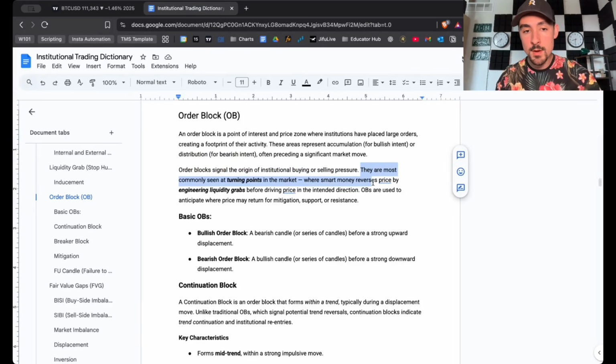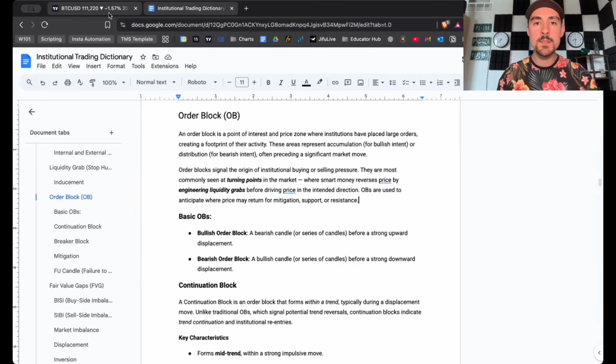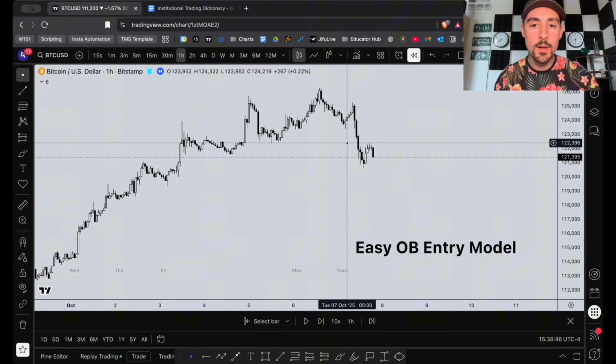They are most commonly seen at turning points in the markets. When you see a trend shift from being bullish, creating higher highs and higher lows, to then pivoting and going bearish, or seeing a retracement, or whatever the case may be, bullish to bearish or bearish to bullish, you will typically see order blocks as the turning points in the market. And this is where smart money reverses price by engineering liquidity grabs before driving price in the intended direction. And so that is the dictionary definition of what an order block is.